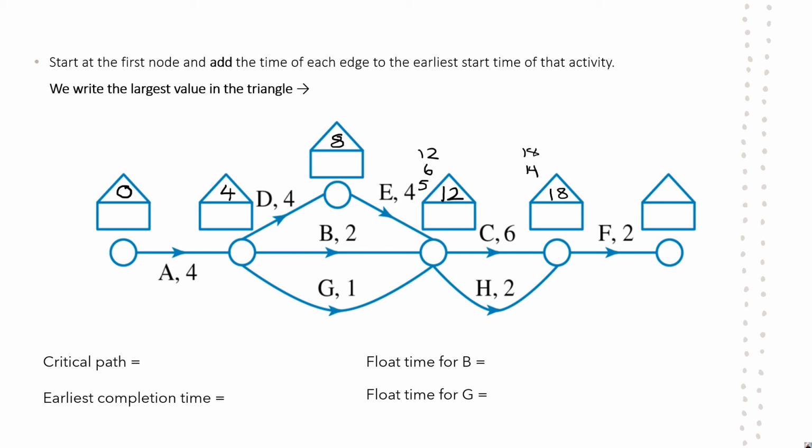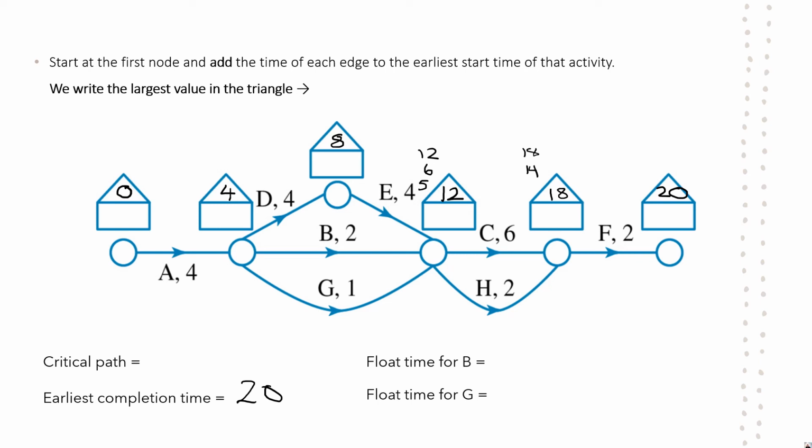And then there's only one more number coming in, F, which is a value of 2 for a grand total of 20. So that is my earliest completion time for this activity, 20. So I'm going to write that as my answer. So whatever answer you get there, that's your earliest completion time for the project.